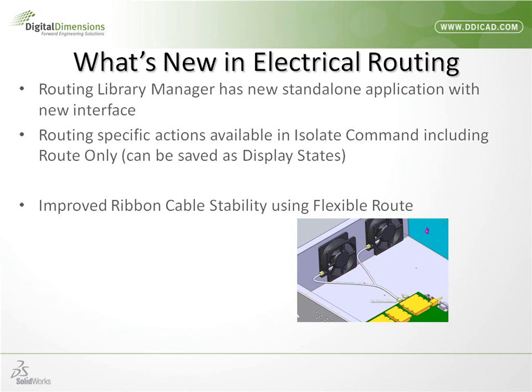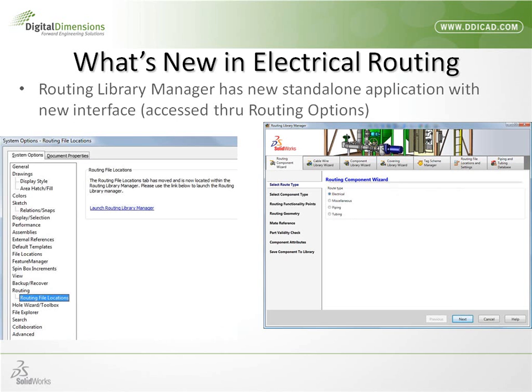So let's go ahead and get started. The first thing I'm going to show you is the new routing library manager, and that has been improved dramatically. It has had a facelift. The interface is now a little bit more user-friendly. It's been consolidated, so I think you're going to like this. It does apply for electrical and piping routes. So I'm going to start by showing you that.